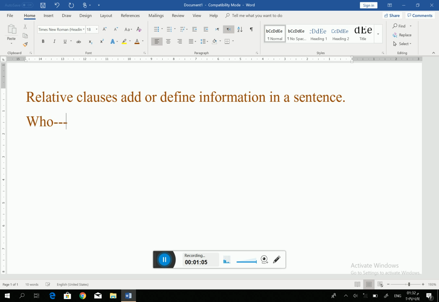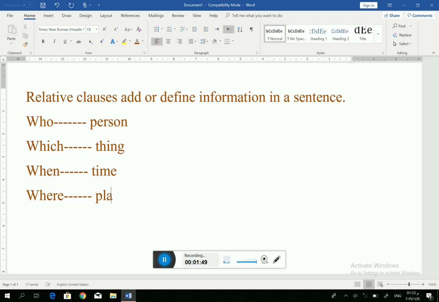First, let's understand who. Who is used to refer to a person. If you want to define a person or add some information about a person, you can use a relative clause which includes who. Which can form a relative clause to talk about something. If you want to add information or to define something, you can use which. When is used to talk about time, to define time, to add information about time. And where is used to talk about place. If you want to define a place, if you want to add some information about a place, you can use where. So relative clauses add or define information in a sentence. Who refers to a person, which refers to a thing, when refers to time, where refers to place.